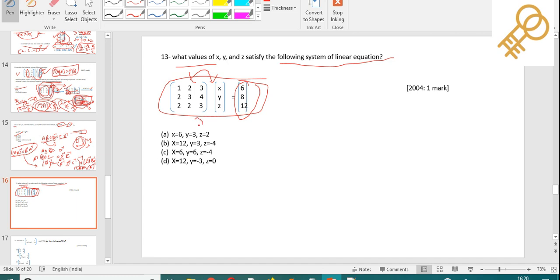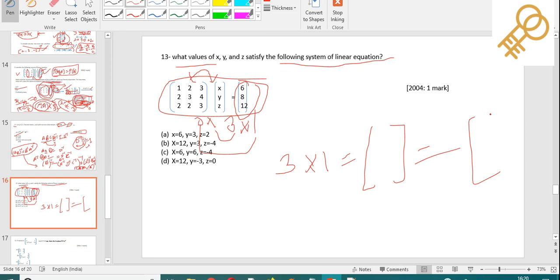This is your 3 cross 3 matrix, and this is your 3 cross 1 matrix. So the final multiplication will be 3 cross 1, like this at the left hand side, and the right hand side is equal to 6, 8, and 12. Compare the first element with 6, the second element with 8, and the third element with 12, and find the values of x, y, and z.